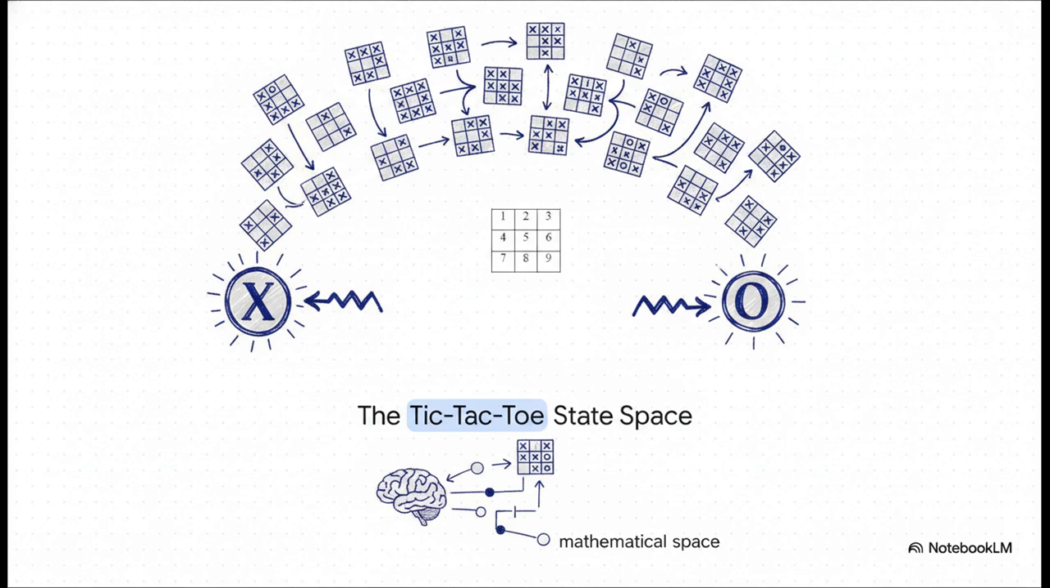To an AI, that 3x3 board represents the current state. The operators, those are the legal moves, putting an X or an O in an empty square. The AI completely ignores the fun part. It just sees a mathematical space where it has to move from the initial state, an empty board, to the goal state, getting 3 matching symbols in a row.